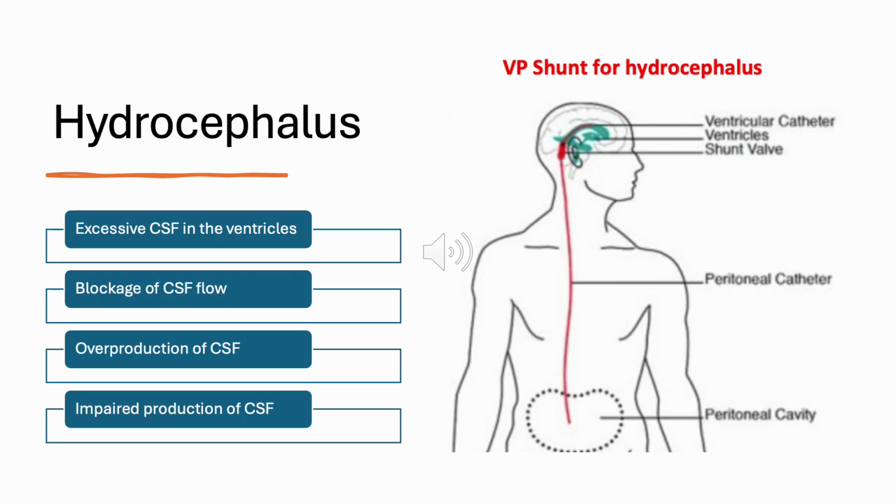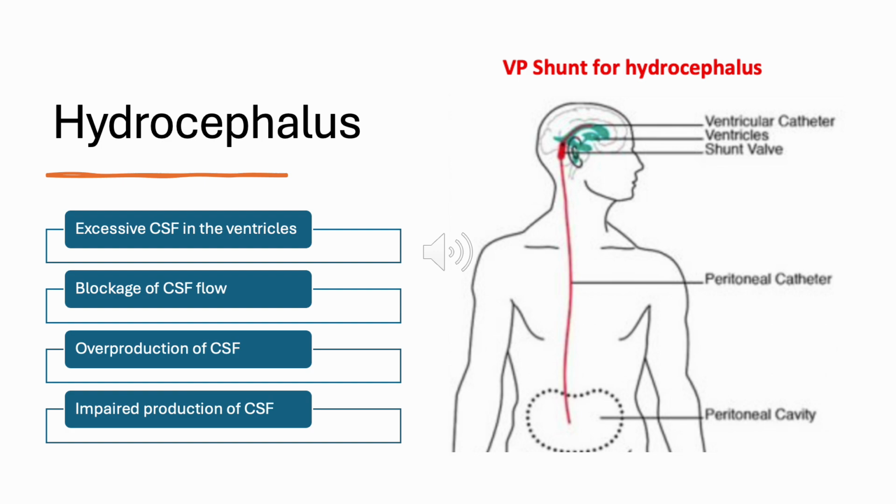Hydrocephalus means water on the brain. So basically, there's excessive cerebrospinal fluid in the ventricles of the brain. This can happen due to like somebody had a craniotomy and there was blockage of CSF flow, or there's overproduction of it for whatever reason, or impaired absorption of it. Those are the reasons hydrocephalus can happen.